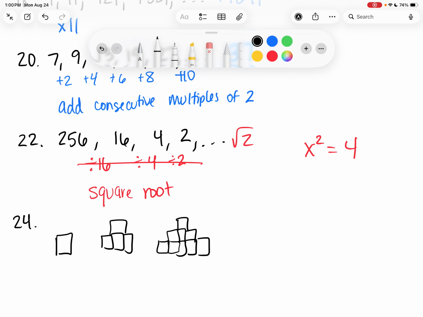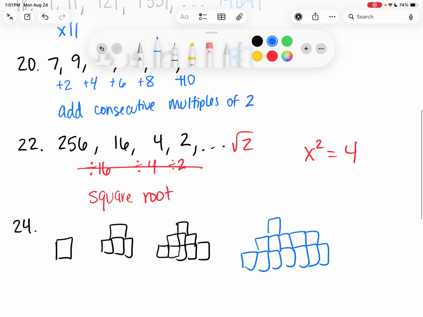Eight on the bottom, and then 5, and then 3, and 1. Are you sure it's 8? 7, yeah. So I'll have 7 on the bottom. And then I have 5. And then I have 3. And then I have 1. So how many total blocks are here? 16. Yeah, 16.